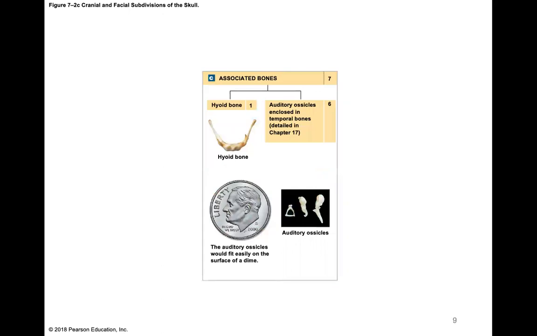Associated bones, these would include the hyoid. An interesting fact about the hyoid bone is that it is not directly attached or articulated with any other bone in the body. And then we have our auditory ossicles. The auditory ossicles will be detailed a little bit later when we get to hearing, but these are three tiny bones that are quite small, but they're found within the ear canal of either ear. And if you've ever been to the Mutter Museum, they have the ossicles on display, so you can actually see them.